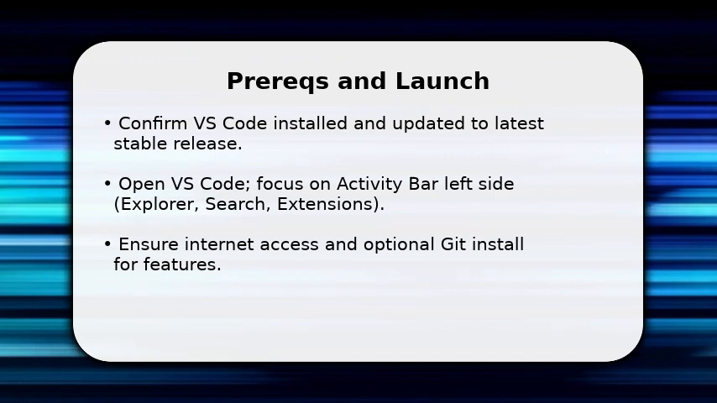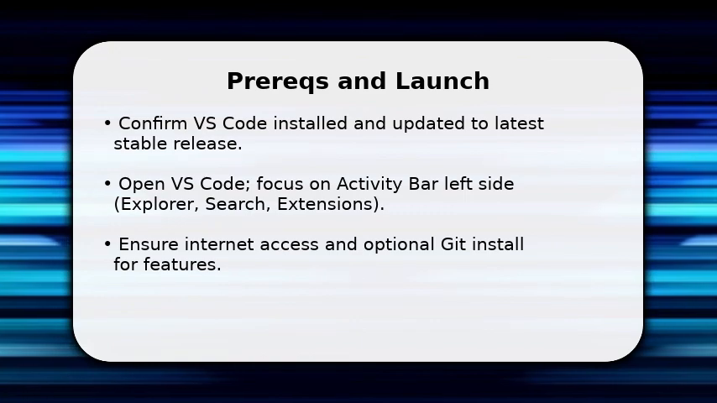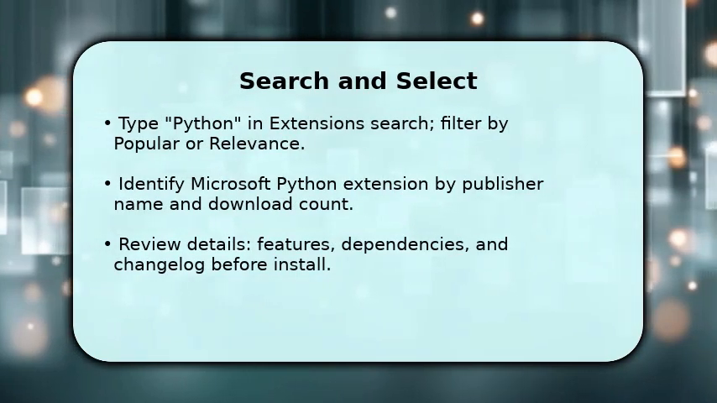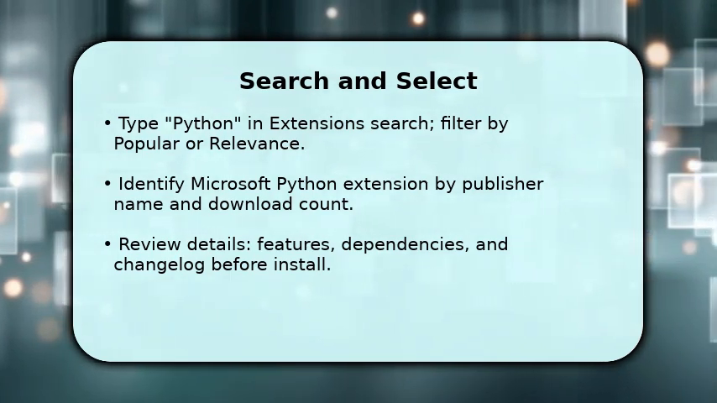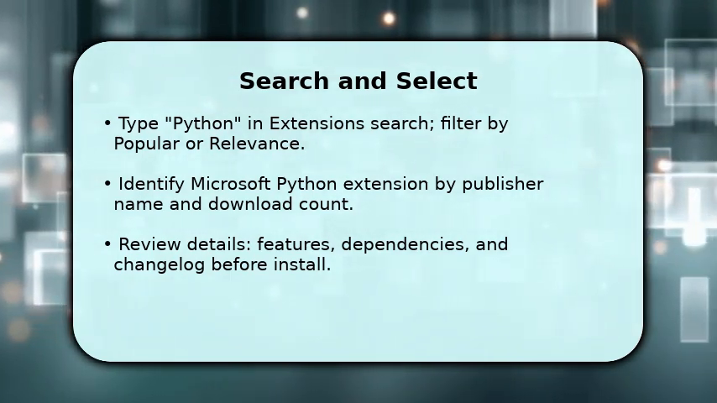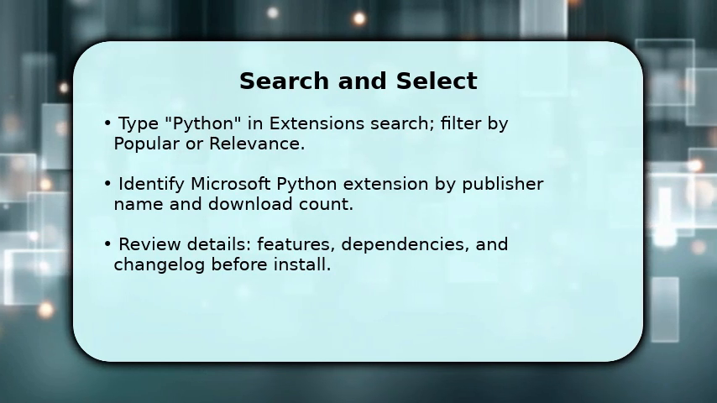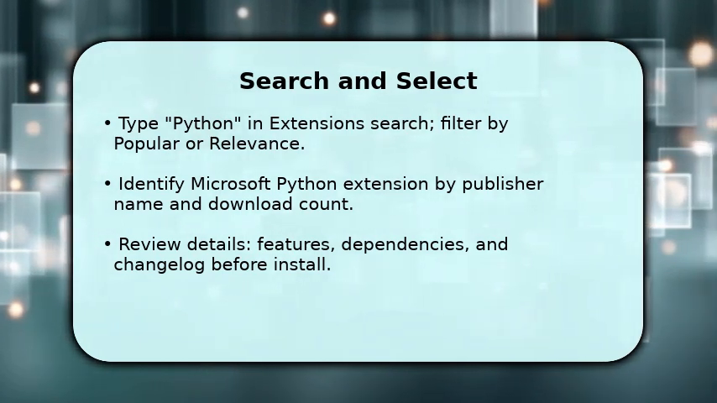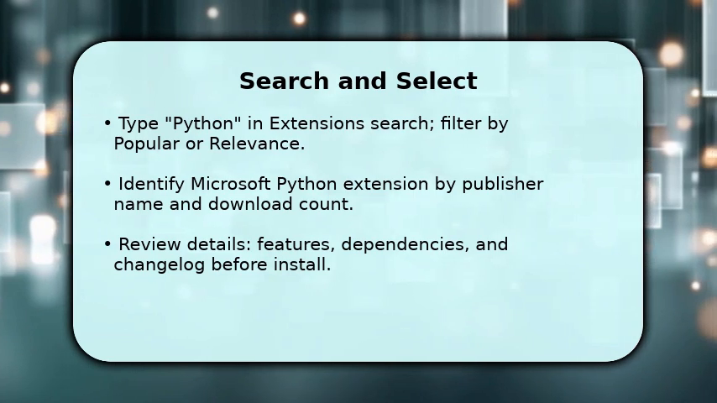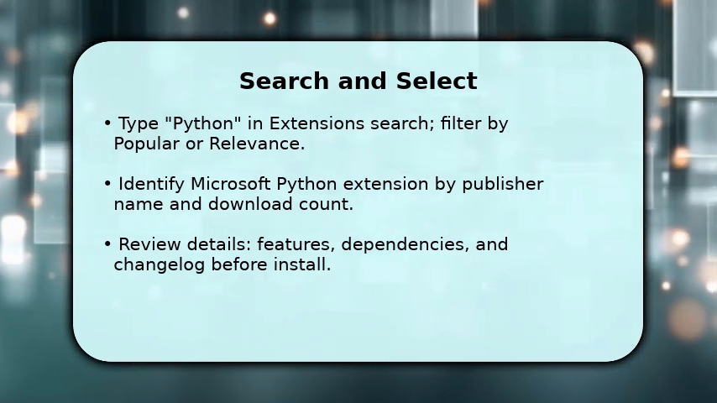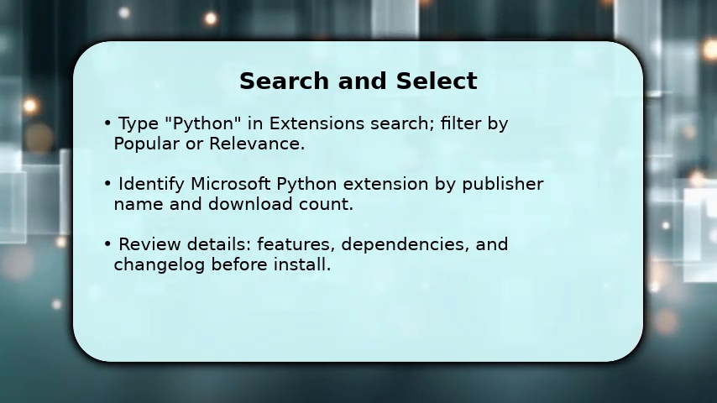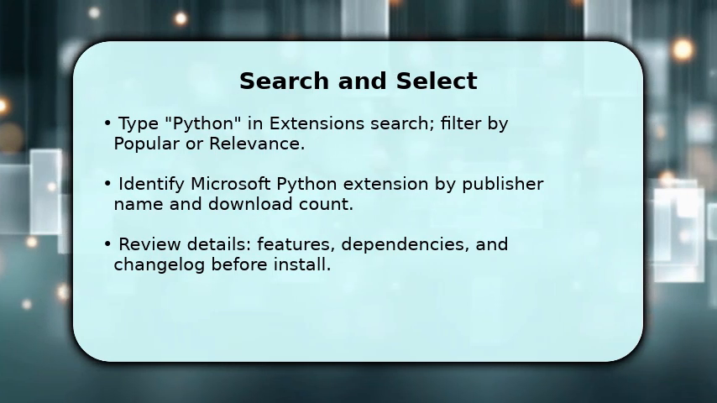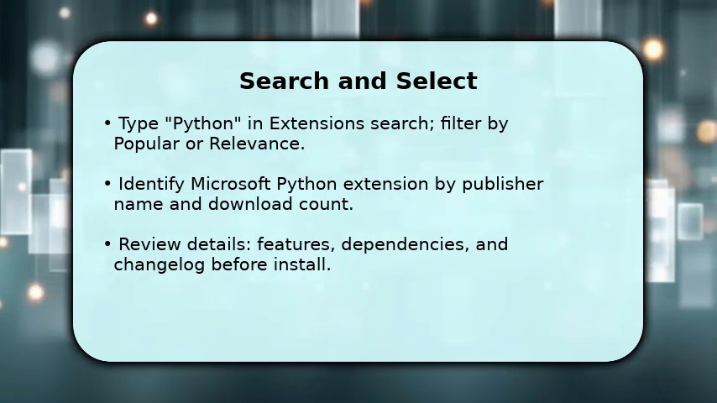You now search for Python in the extensions pane and use filters like popular or relevance to narrow results. Look specifically for the extension published by Microsoft with high installs. That confirms official support. Click the extension to open its detail page so you can inspect features such as linting, debugging, and language server use. Once satisfied, press Install. If prompted, allow recommended dependencies. These enable completion, debugging, and environment detection, so accept them to get a fully working setup.